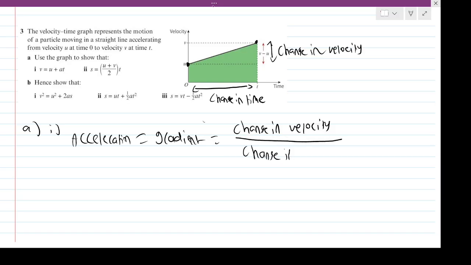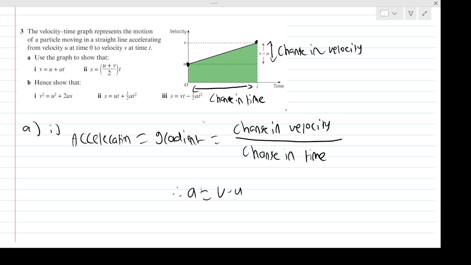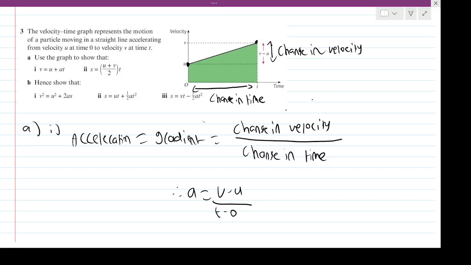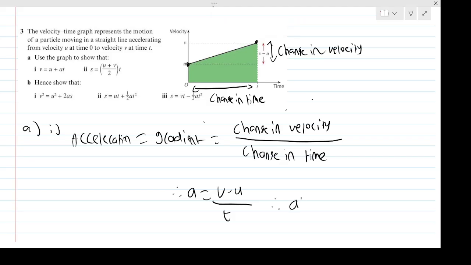And so actually, if I call the acceleration just a, it is going to be change in velocity, but the change in velocity is just v minus u, right? And then the change in time, well, it just goes up to t. It's t take away 0, which is just t, right? And then if I multiply, I get at is v minus u, and then if I add u to both sides, I get v is u plus at, and there's my formula there.